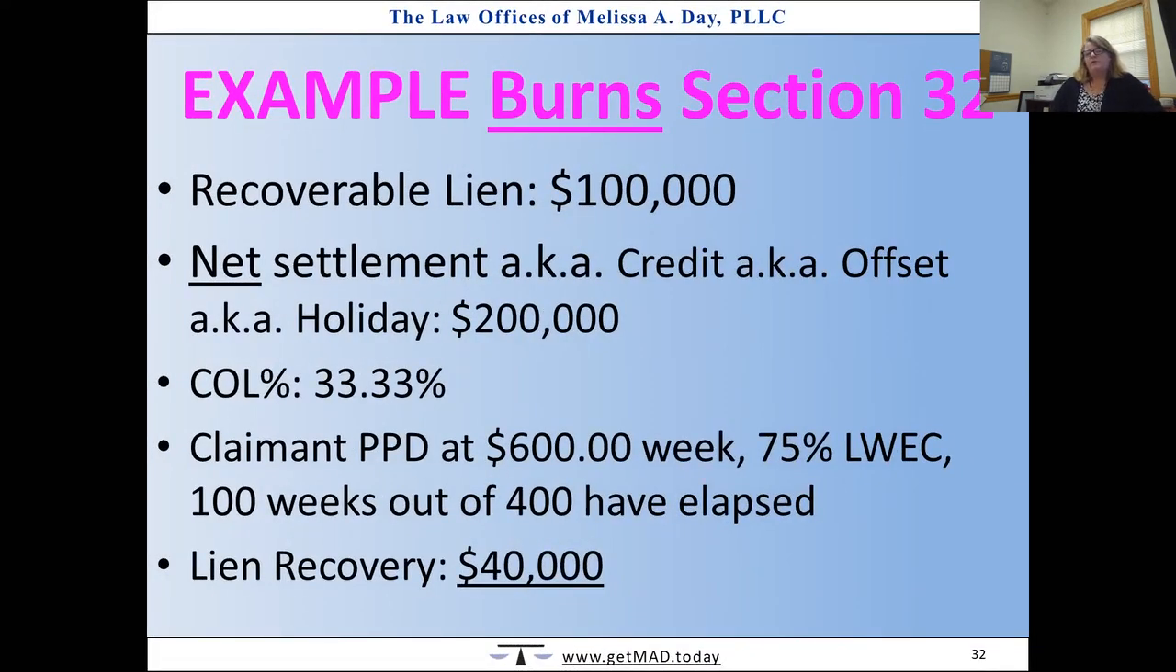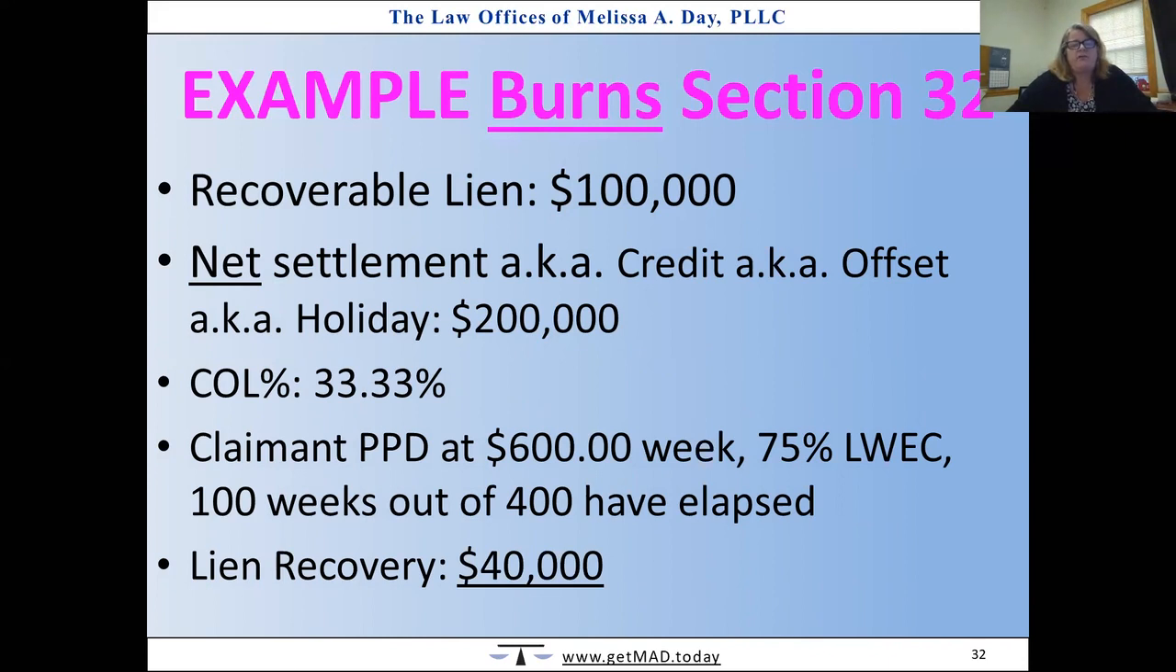So in this example, a reasonable outcome on this claim would be to accept a lien recovery of $40,000 for a Section 32 agreement. So you take your expected future liability, which in this claim will be your Burns obligation on the ongoing PPD benefit, and you subtract that from your recoverable lien to get the lien recovery of $40,000. So you have 300 weeks remaining out of your 400 weeks at $600 per week. You would need to make a Burns contribution of $200 a week for those 300 weeks, because your Burns contribution on an indemnity payment of $600 a week is going to be $200. So 200 times 300 weeks is $60,000.